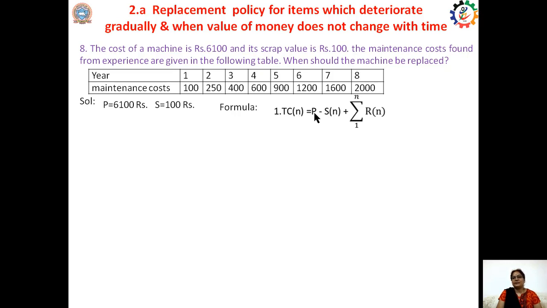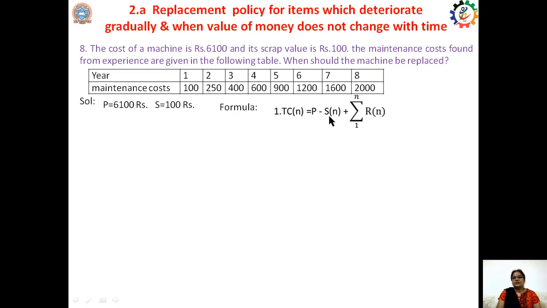P is the purchase price, S the salvage value. Salvage value also, strictly speaking, varies with the passage of time. So at the end of the first year it is one value, at the end of the second year it is different, like that. But in this particular problem nothing is mentioned like that. It's given scrap value is 100, so let us take it as constant.